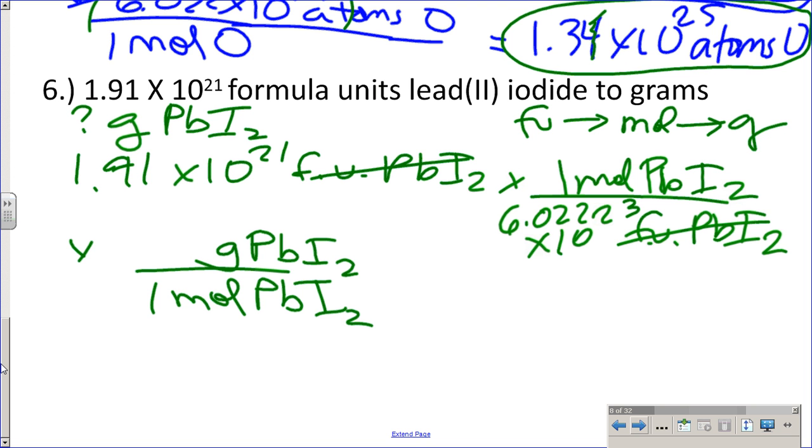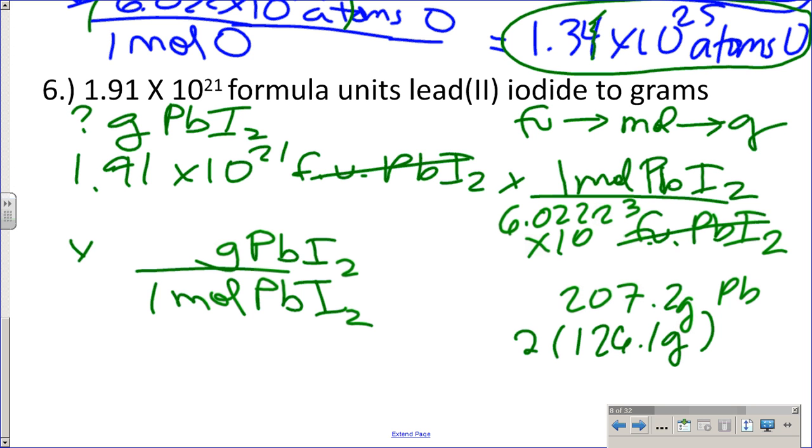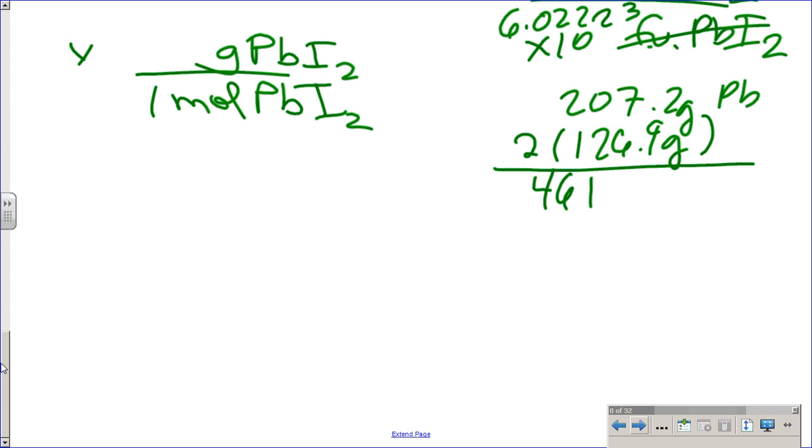Lead is like 207.2. Is that right? Iodine, is that right? 2, okay. Iodine's like 126.9. She might not know the molar mass. So 207 plus 253 or 4 is 461? Yes. You guys have that up in your head? 461.12 grams on my periodic table.